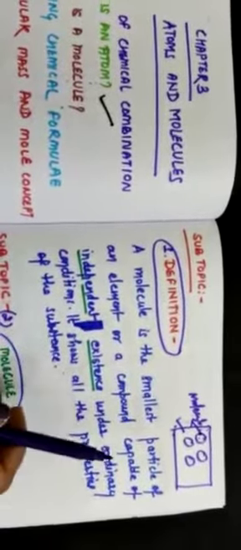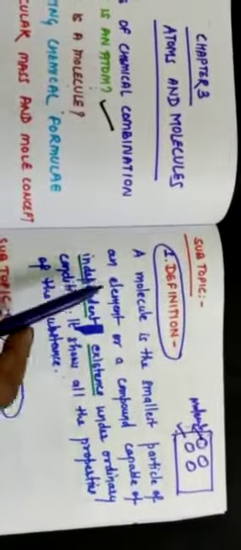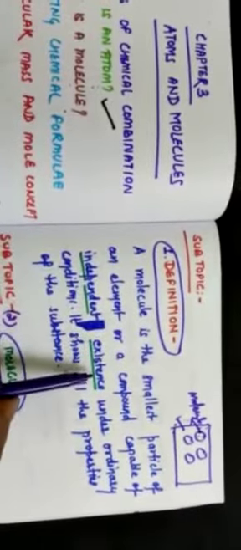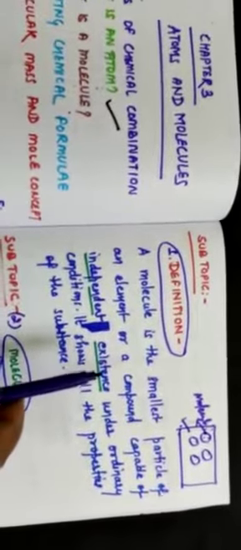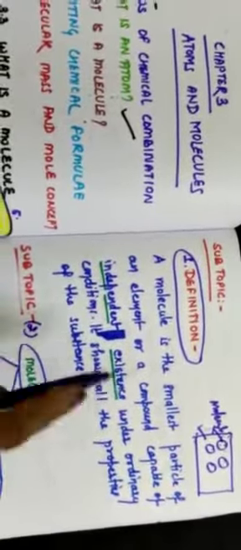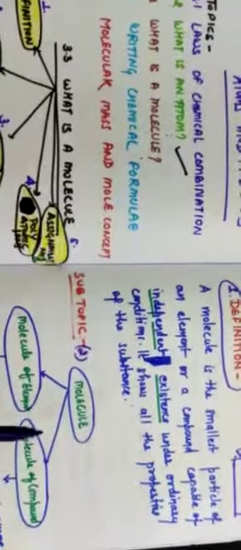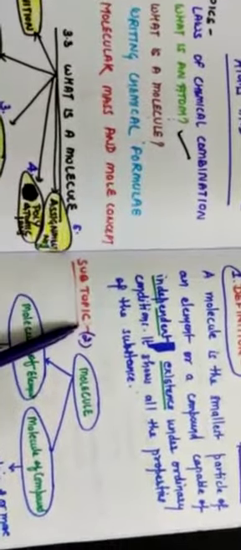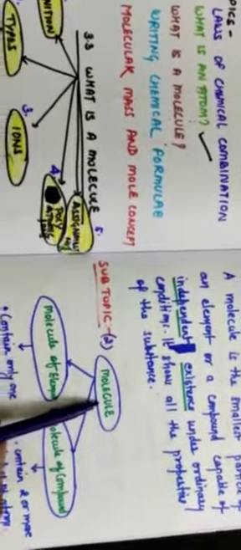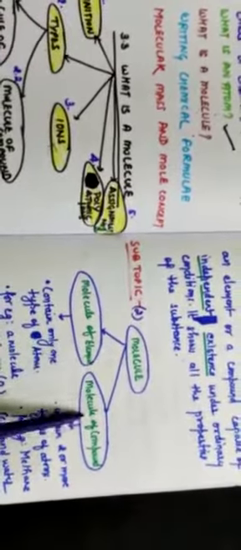Understood? The only difference between a molecule and an atom is that a molecule has independent existence, right? In case of atom, they do not have independent existence. Understood? So this is all about the definition of molecule and linking with the atom also. Then subtopic number 2, types of molecules, right? There are 2 categories of molecules.